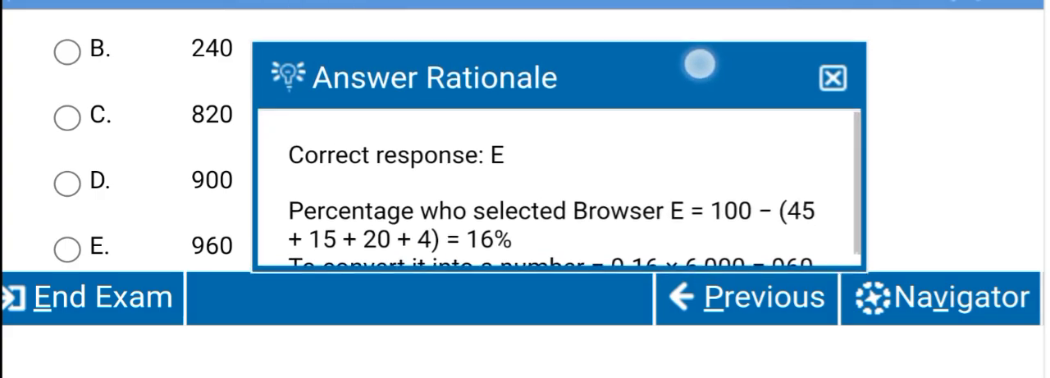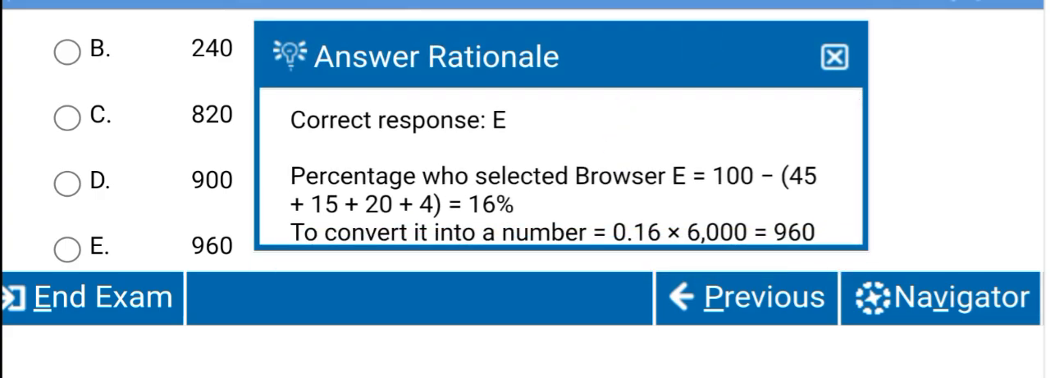So the correct response we have is option E. Percentage who selected browser E equals 100 minus (45 plus 15 plus 20 plus 4), which equals 16%. So to convert it into a number equals 0.16 multiplied by 6000 equals 960.